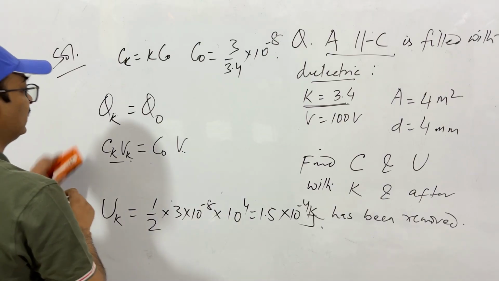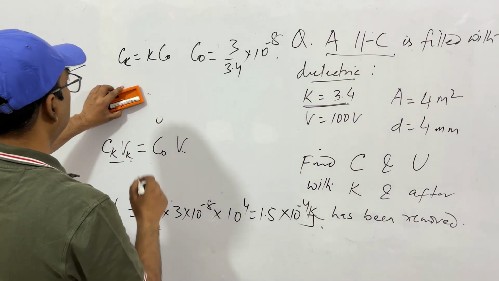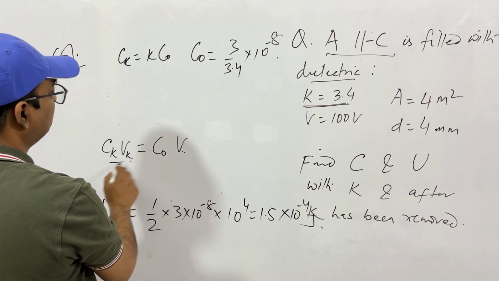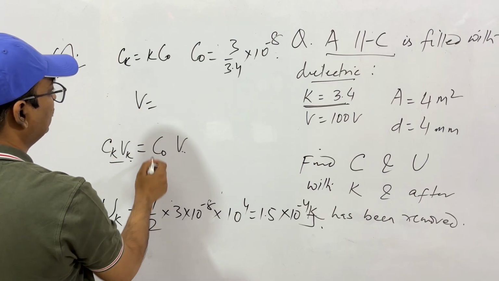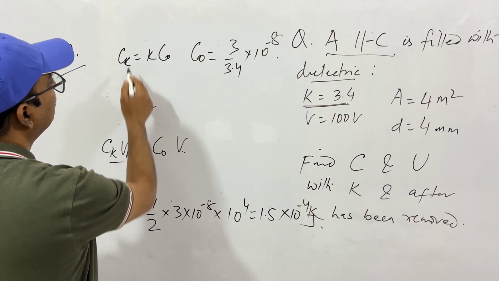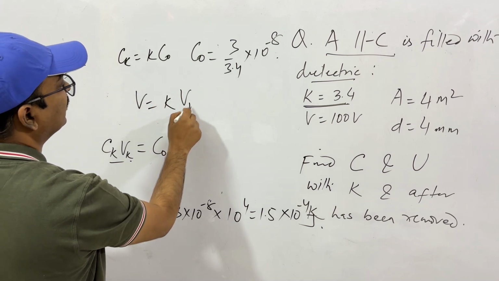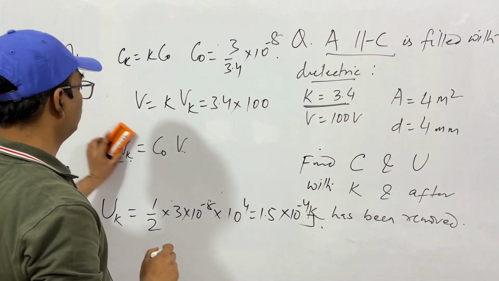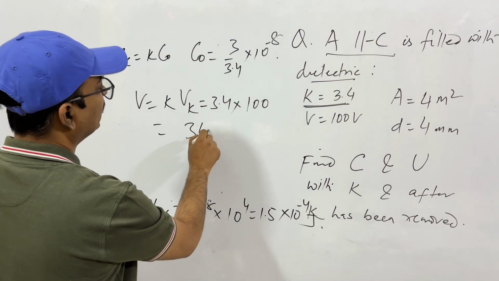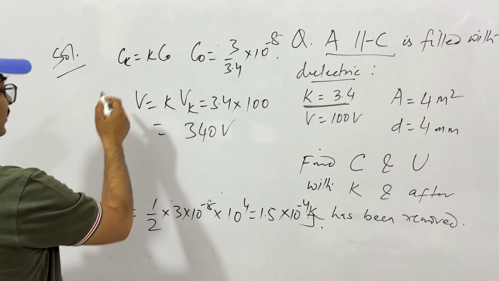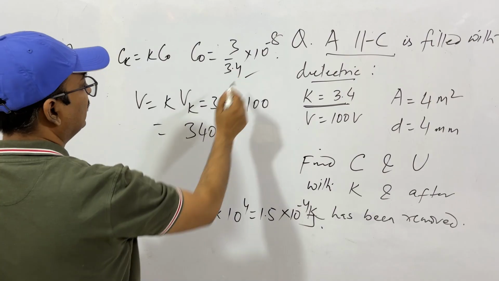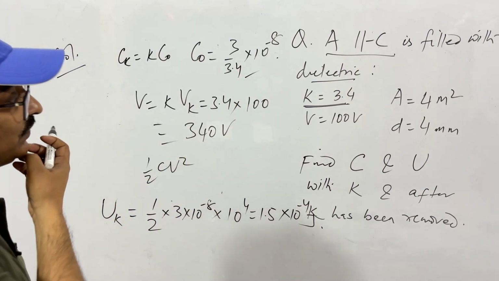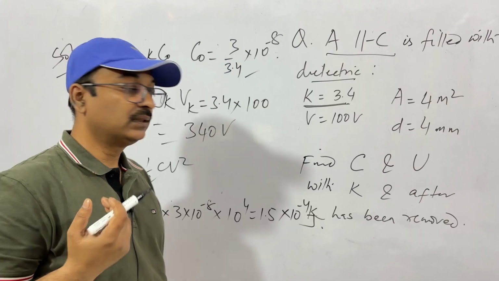We know what is Vk. Now Ck by C0, if you put it, so you will get V is equal to Ck by C0 times Vk. Ck by C0 is K, so K times Vk, that is 3.4 into Vk was 100 volts. So what you get is voltage is 340 volts. Now you have C0, this, and you have voltage. Now you can find half CV square. You will get the potential energy when the dielectric has been removed.